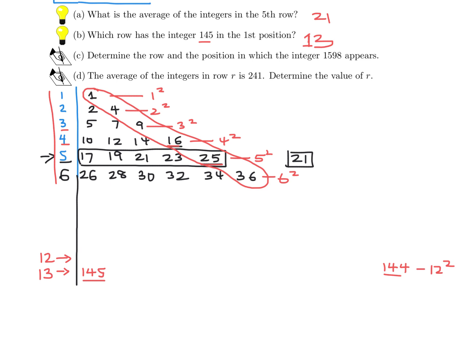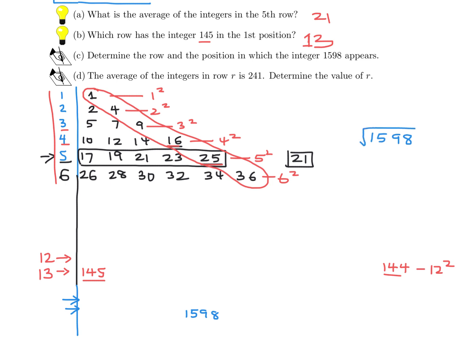Determine the row and the position in which 1598 appears. So the same sort of story, we got to figure out 1598. Okay, so the first thing I'm going to do is get sort of an estimate, right? I have no idea where 1598 is, but I can kind of approximate it, because let's say 1598 is here, some row. I don't know what row it is, but some row. Well, the row before it is going to be some perfect square, right? So that will kind of give me a ballpark estimate.